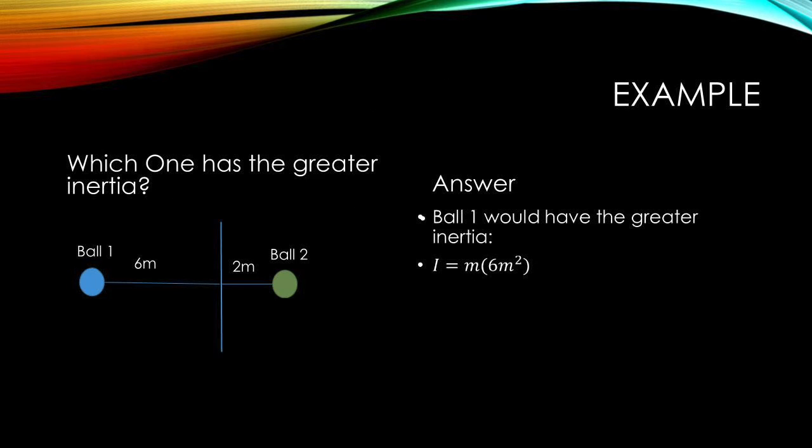Here we get an example that's a similar illustration. Essentially, you have two balls of the same mass, but their radius of rotation is significantly different. One's at 6 meters and one's at 2 meters. And for this reason, ball 1 has a greater moment of inertia, and therefore it's harder to move.